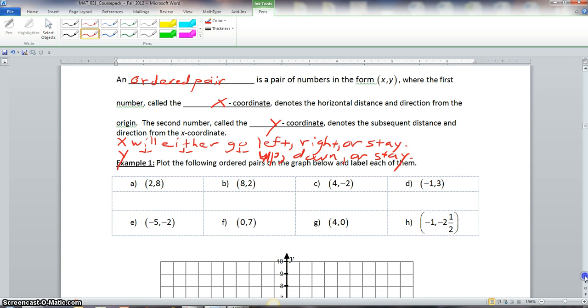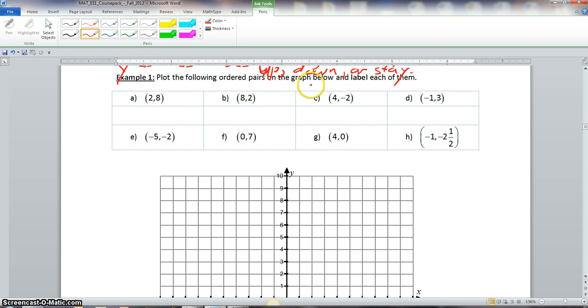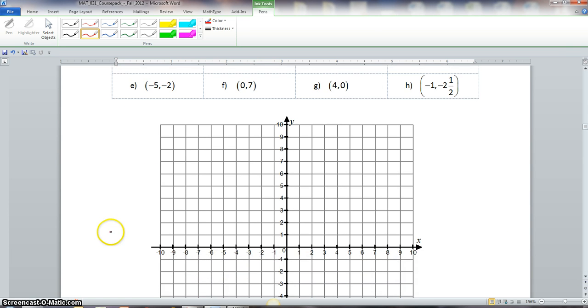Now we go down here to example 1. Example 1 states, plot the following ordered pairs on the graph below and label each of them. Now we have A, which is (2, 8). Whenever we plot points, we always start at the origin. This is the origin. Our point was (2, 8). X is 2, so we move 2 places from the origin to the right because x was positive. And then y is 8. From this 2, we go up 8: 1, 2, 3, 4, 5, 6, 7, 8. And then we will plot our point.